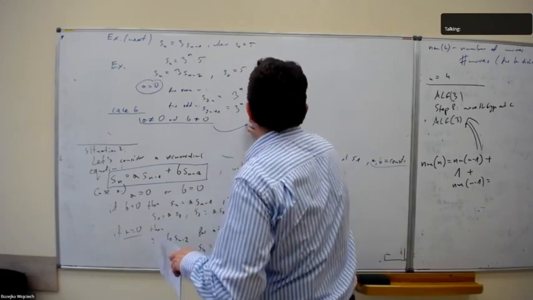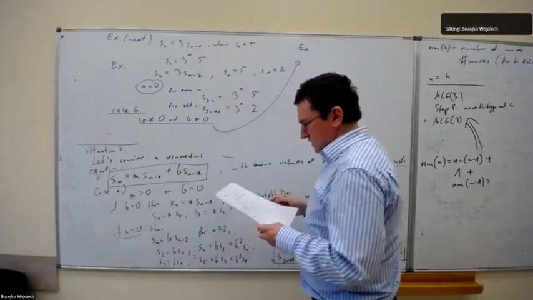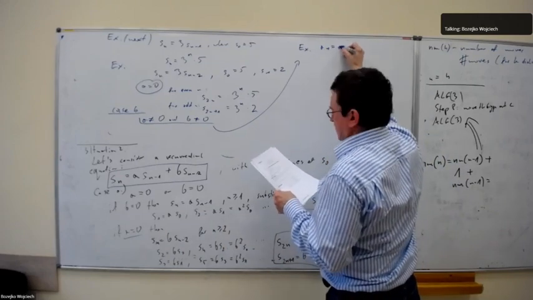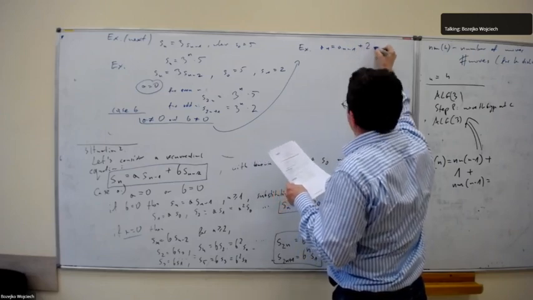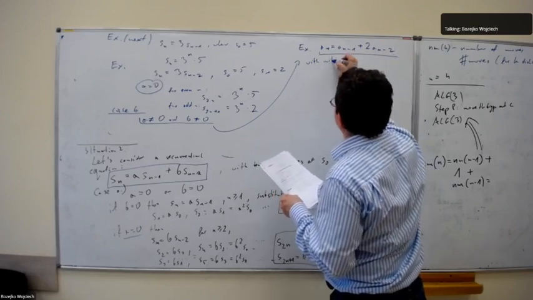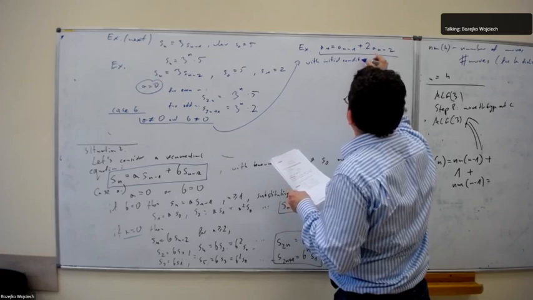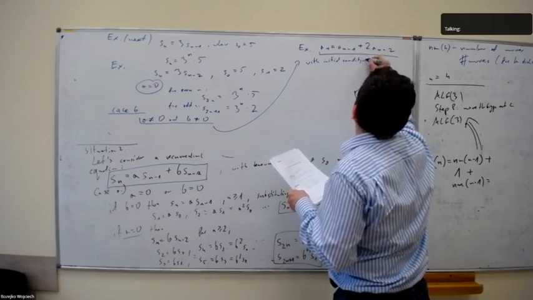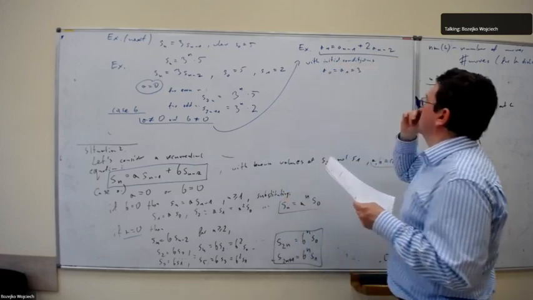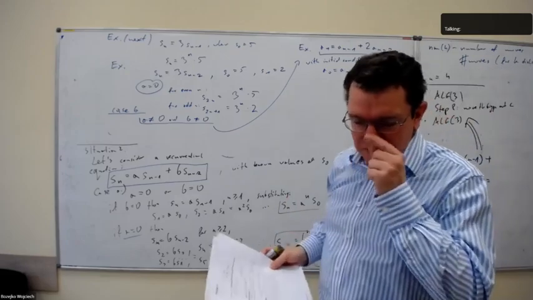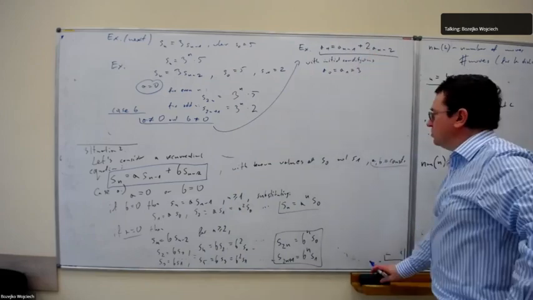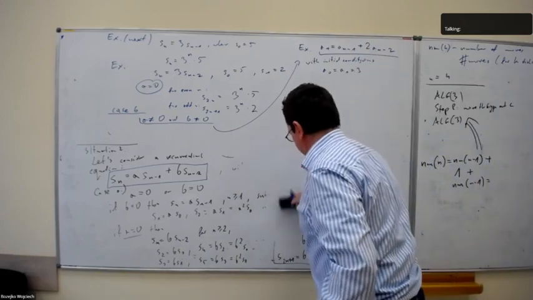Example. Let us consider that we have a_n equals a_{n-1} plus 2a_{n-2}, with initial conditions a_0 equals a_1 equals 3. So this is our equation. Similar to the Fibonacci one, but in Fibonacci, there is no 2 here. What do the elements of this sequence look like?